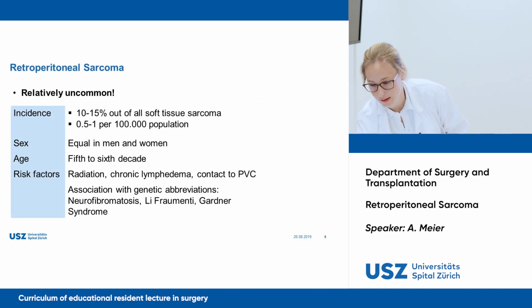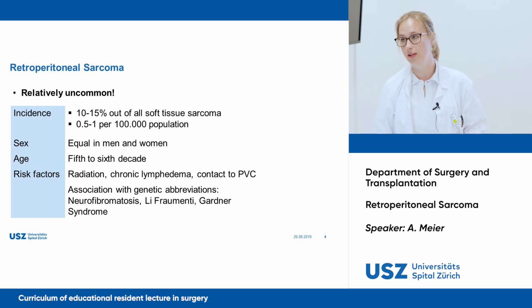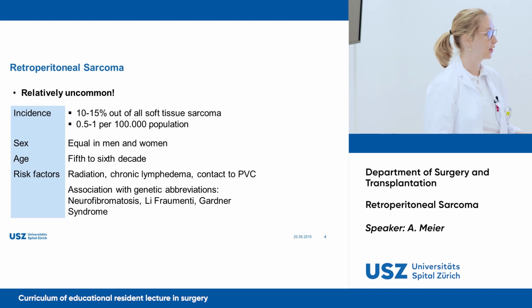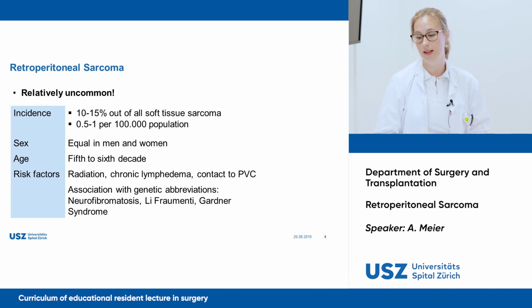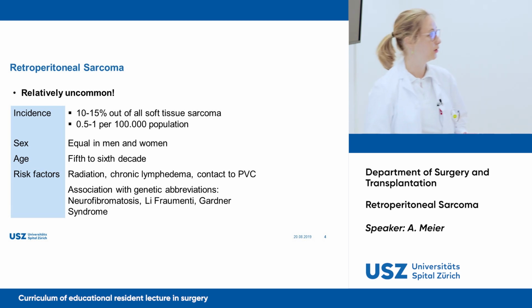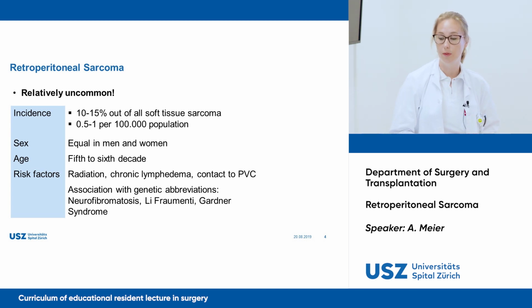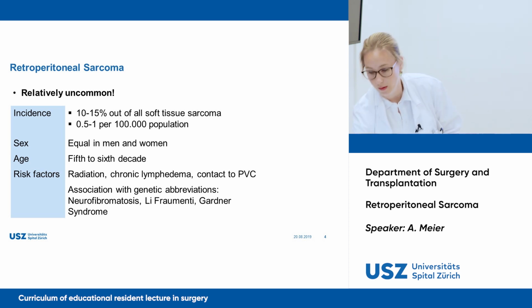Retroperitoneal sarcoma is relatively uncommon. It's about 10 to 15% of all soft tissue sarcomas, and it occurs in about 1 person per 100,000 population. It's equal in men and women, and it's mostly in the 5th to 6th decade of age. There are some risk factors identified: radiation, chronic lymphedema, or contact with PVC, and it's sometimes associated with genetic syndromes like neurofibromatosis, Li-Fraumeni, Gardner syndrome, and others.